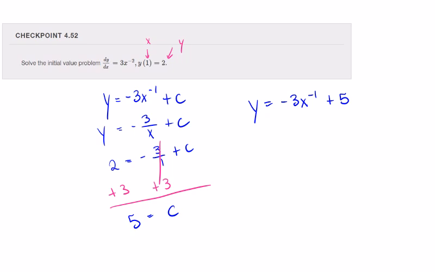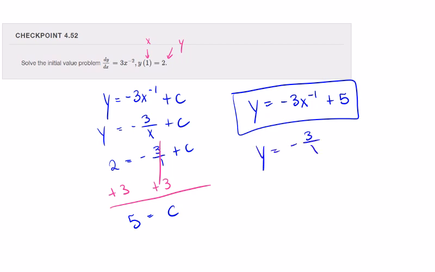All right, so if you got y equals negative 3x to the negative first plus 5, good job. You can also write it as y equals negative 3 over x plus 5. That works too. I chose to keep it in the format that they had here with negative exponents as opposed to a rational expression there. But either way works. Okay.